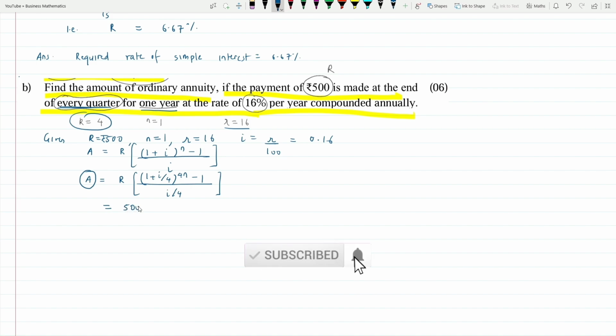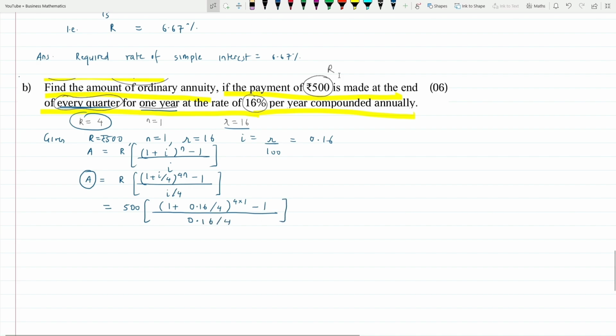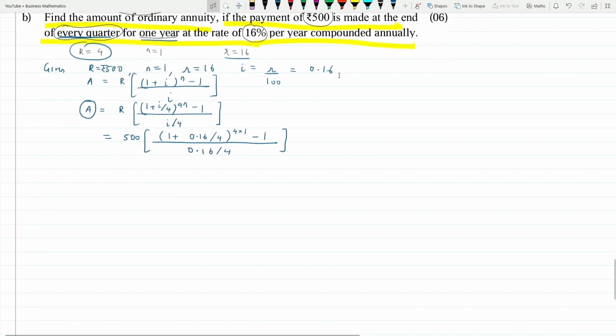We will get 500 multiplied by (1 plus i, that is 0.16 divided by 4) raised to 4n, that is 4 multiplied by 1, minus 1, and the entire thing divided by i by 4, which is 0.16 divided by 4. Now on your calculators, you need to do a series of calculations. We will keep in touch with the basic BODMAS.